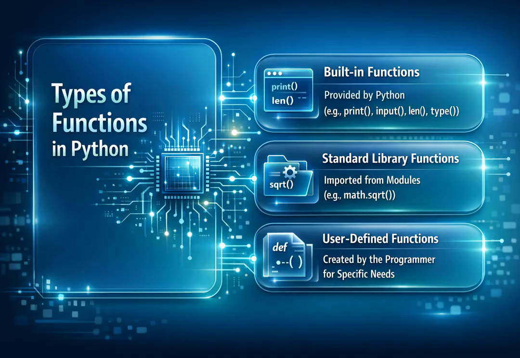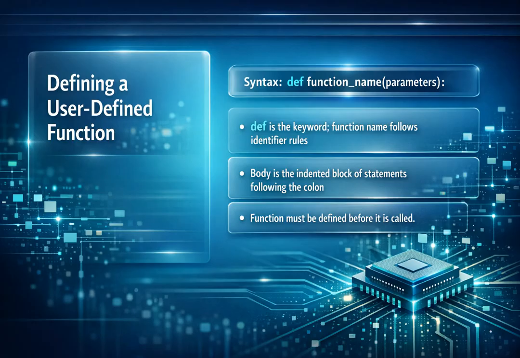Python has three categories of functions. Built-in functions like print and len are always available. Standard library functions like math.sqrt must be imported, and user-defined functions are written by you to solve problems specific to your program. To define a function in Python, start with the keyword def, followed by the function name, parentheses, and a colon. The body of the function is the indented block that follows.